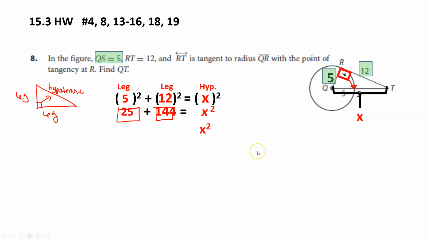Go ahead and add that together. What is 25 plus 144? I wonder. Hopefully you paused and you worked that out. That would be 169. Now if you're wondering, how do I solve from here? We're going to square root both sides. There we go. We're square rooting. That's x equals, pause, square root this out, 13.